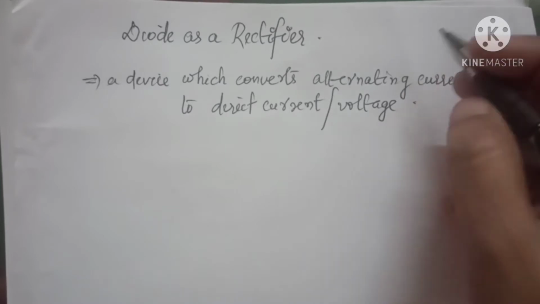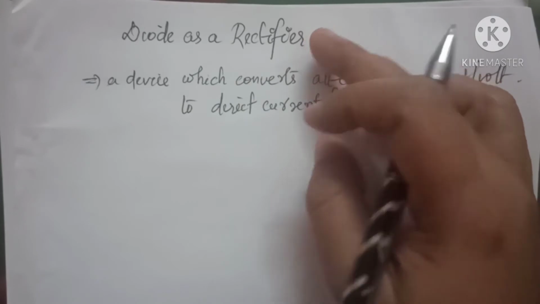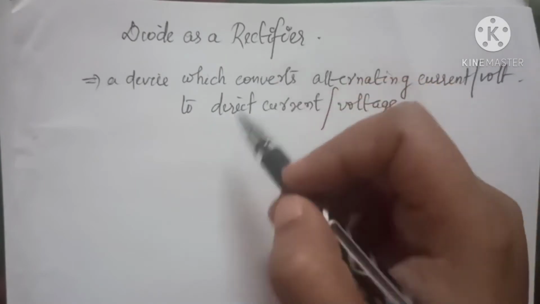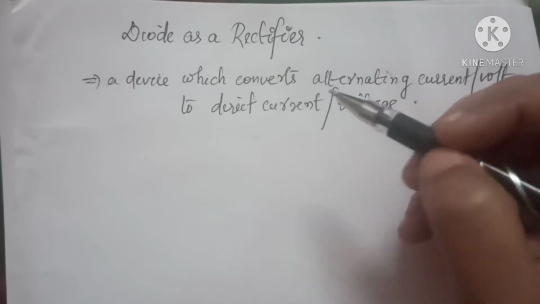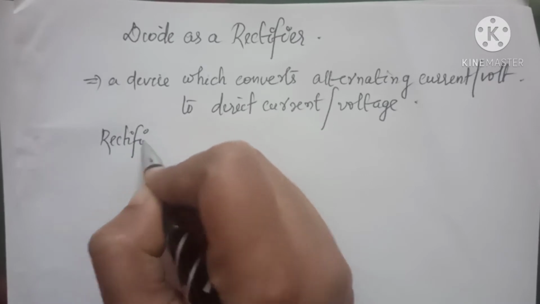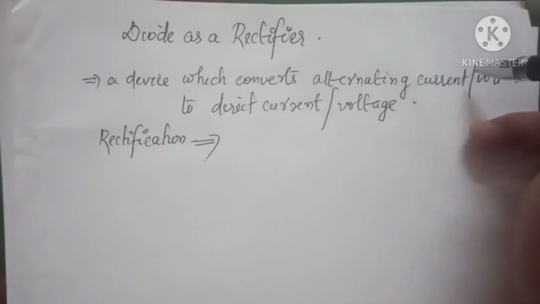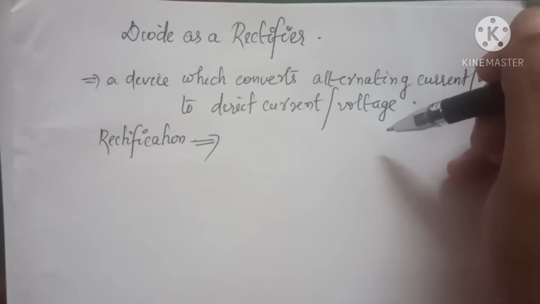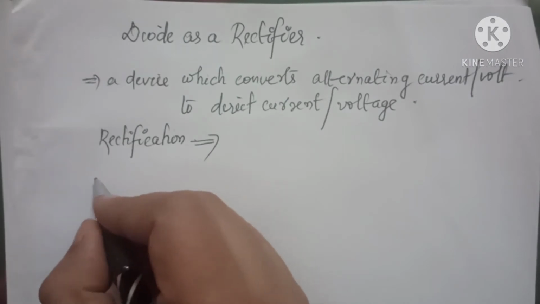Clear? A device which converts alternating current or voltage to direct current or voltage is known as a rectifier, and a diode can be used in the form of a rectifier. Clear? Now this phenomenon or this process by which alternating current or voltage is converted to direct current or voltage is known as rectification. So what is rectification? It is the process by which alternating current or voltage is converted to direct current or voltage. Understood? Now, on what principle does a diode work as a rectifier?